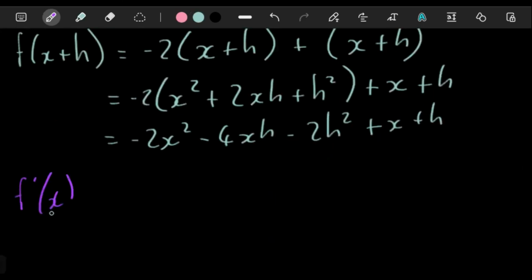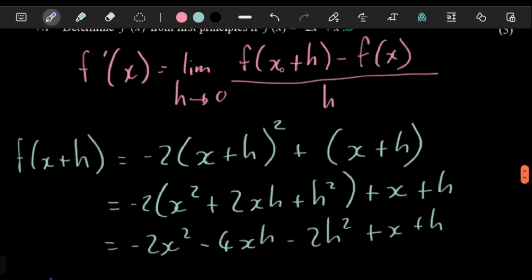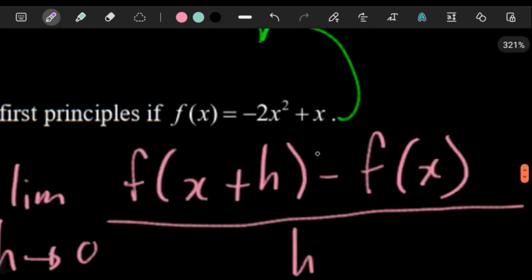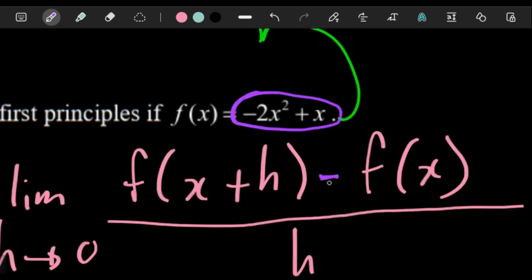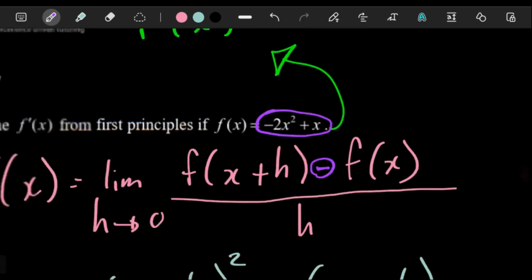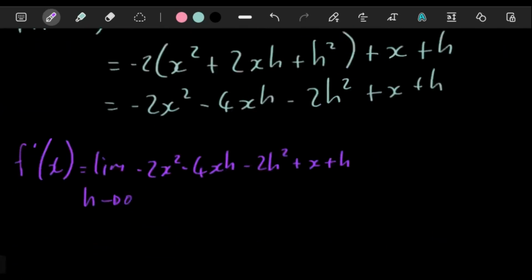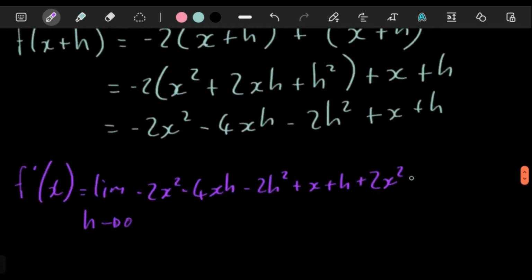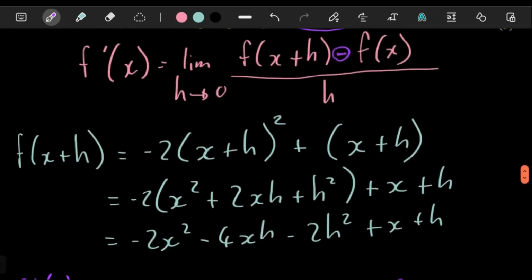You can just say here in the equation of f prime, we have your lim h goes to 0. And then what we now know is this f(x plus h) is just going to be equal to this entire statement here. So you can put the negative 2x squared minus 4xh minus 2h squared plus x plus h. And then here you're going to minus this equation. As long as you're minusing this equation, it means that this sign is going to change, this sign is going to change, you see. So here you're going to have plus 2x squared, and then minus x over there. And then at the bottom, you just have your h.